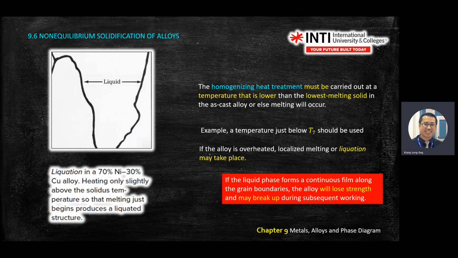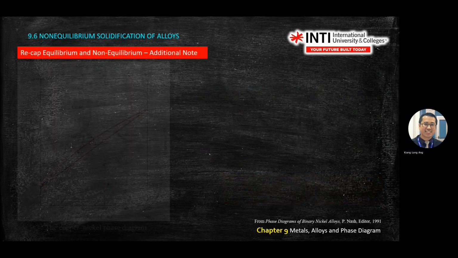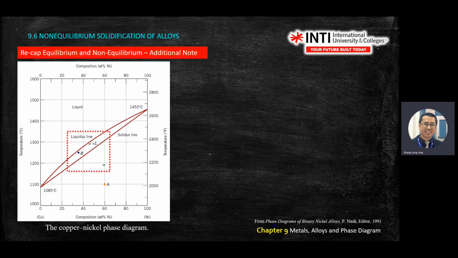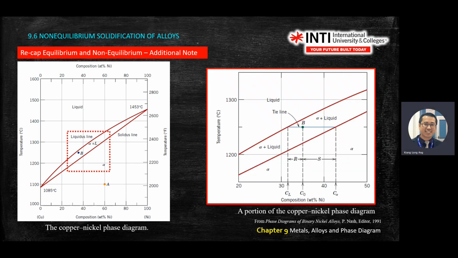So there's a boundary formed when you cool down the metals. The red color here is a normal equilibrium process. We pull this zone out and then we enlarge it. Here you see on the top is liquid, and the bottom is alpha, which means solid. And then you have a point B and so on.